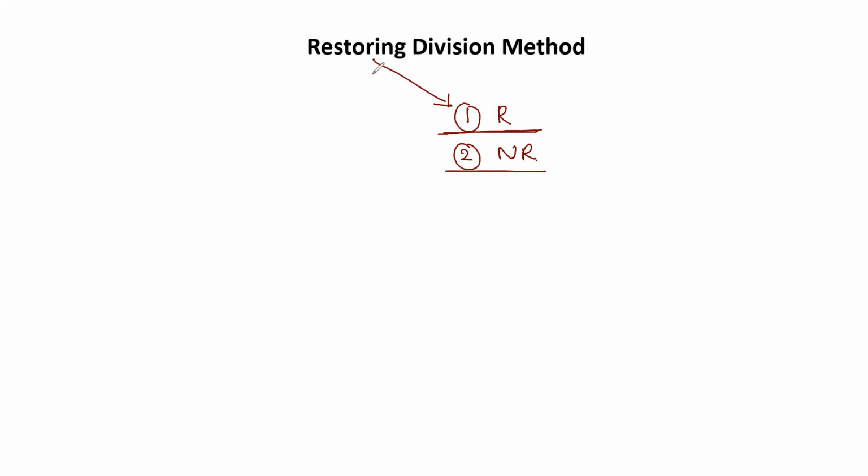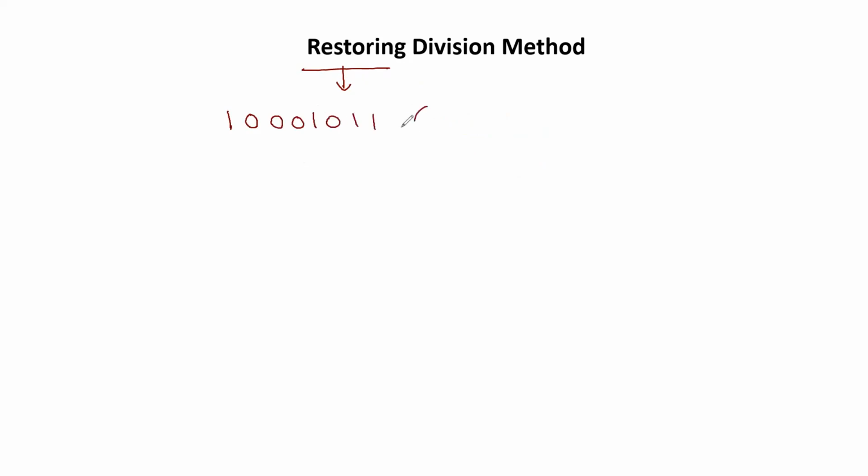Now, what is meant by restoring? To understand this restoring concept, let us take one example of division. If the dividend is 10001011 and it is divided by 1101, this is a binary division we are going to perform. To understand this binary division, let us first take one decimal division: 215 divided by 3. Now let us start the division process.